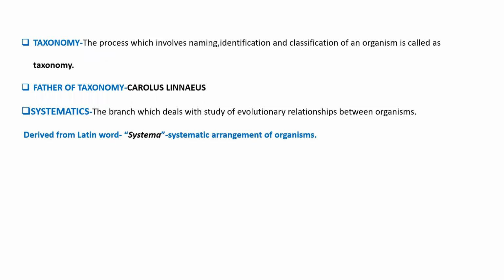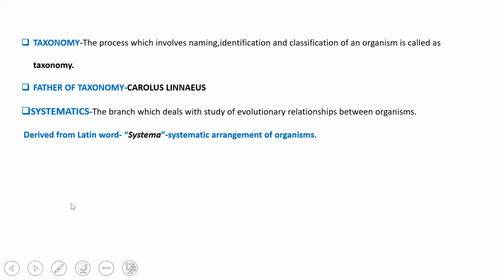So let us look into what exactly is taxonomy. In our previous class, we learned that there are three important criteria for a living organism to be named, identified and classified, which form the basis of the classification. So this branch of biology, which deals with the naming, that is nomenclature, identification, and classification of an organism is called taxonomy.